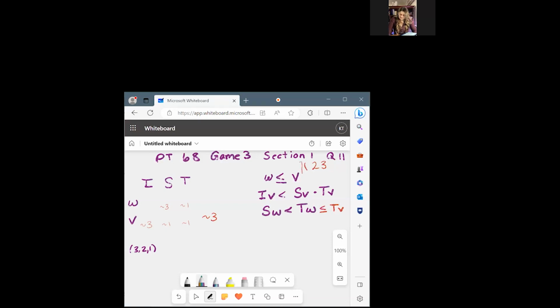W can't be 3 because, again, our options are only 1, 2, and 3. And if V is not 3, W can't be 3 because W has to be less than or equal to it. So not 3. Does that tell us anything about some of these slots? Some of these slots already say something in them. And now we know that nothing's 3. Do we know anything about TW?